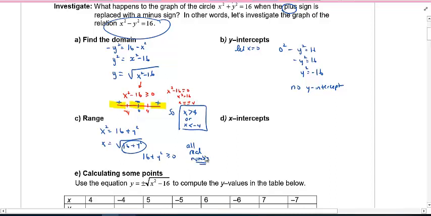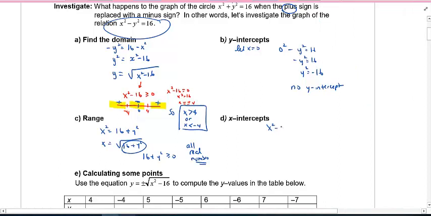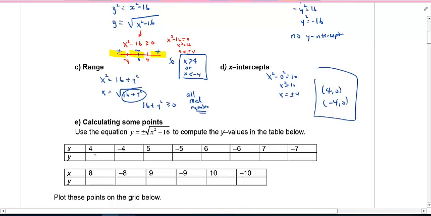And then finally, what about the x-intercepts? That's when you let y equal 0, so x squared minus 0 squared equals 16, x squared equals 16. Oh, yes, we do have two x-intercepts, plus or minus 4. 4 comma 0 and negative 4 comma 0 are definitely points on this graph. That's good to know. From here, let's go ahead and find some other points. We found definitely when x is 4, y is 0, and when x is negative 4, y is 0. What happens when we plug in 5?